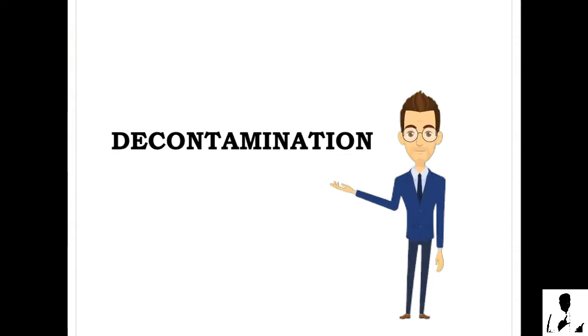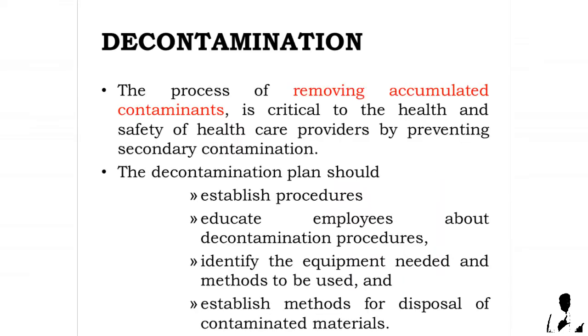Decontamination. Decontamination, the process of removing accumulated contaminants, is critical to the health and safety of healthcare providers by preventing secondary contamination. The decontamination plan should establish procedures and educate employees about decontamination procedures, identify the equipment needed and methods to be used, and establish methods for disposal of contaminated materials.